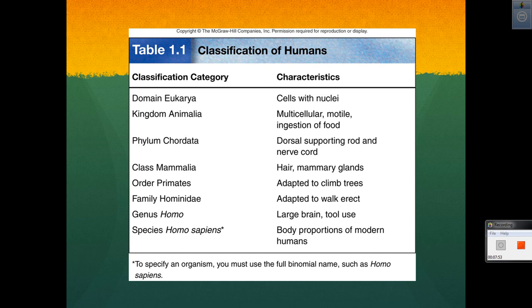Chordates have a dorsal supporting rod, a backbone, and a nerve cord. Mammals have hair and mammary glands. Primates are adapted to climb trees. Hominidae is adapted to walk erect. Homo have a large brain and we use tools. And sapiens is body proportions of modern humans. To specify an organism, you have to use the full binomial name, like Homo sapiens.